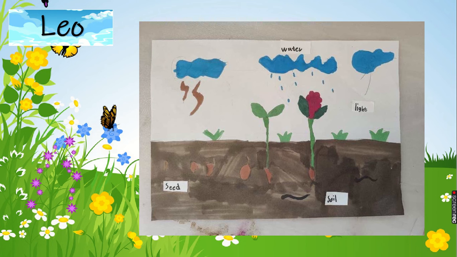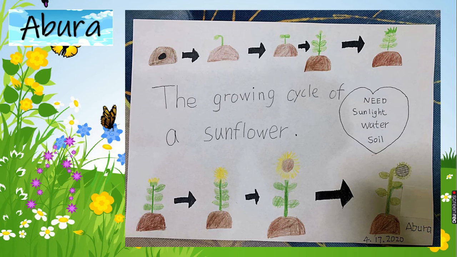This is Leo's illustration of the life cycle of plants. So here we have some seeds. Can you see those seeds here? It's growing. This is the soil, and it even has an earthworm to help fertilize the soil. And this one becomes a beautiful flower, and it needs light, air, and water. Good one. I really like that.